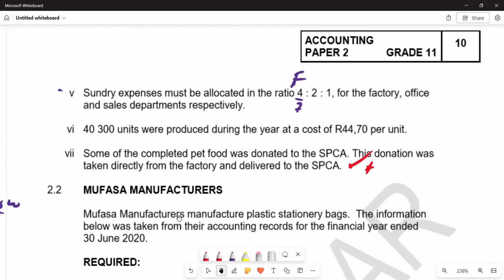Right, we've got the finished goods equivalents that we are supposed to transfer now to the trading account, which is being explained here: 40,300 units were produced during the year at a cost of 44.70 per unit. So we're going to multiply 40,300 times 44.70 to get the finished goods that we are going to put on the credit side of work in process. So we can try to go there and make that calculation.